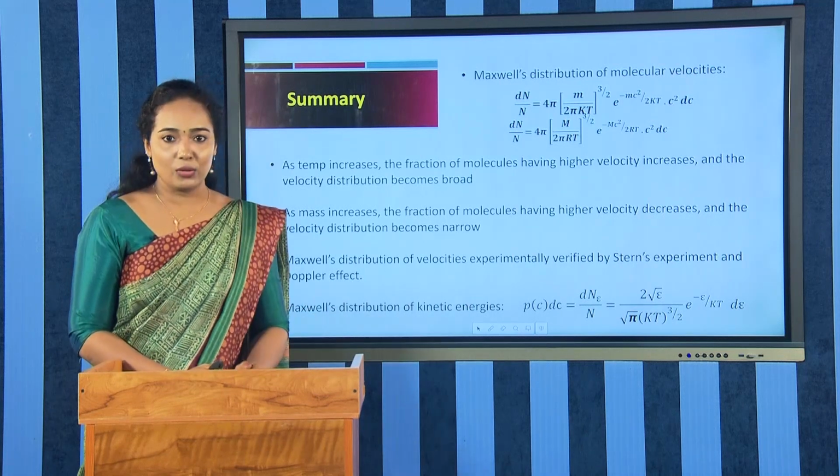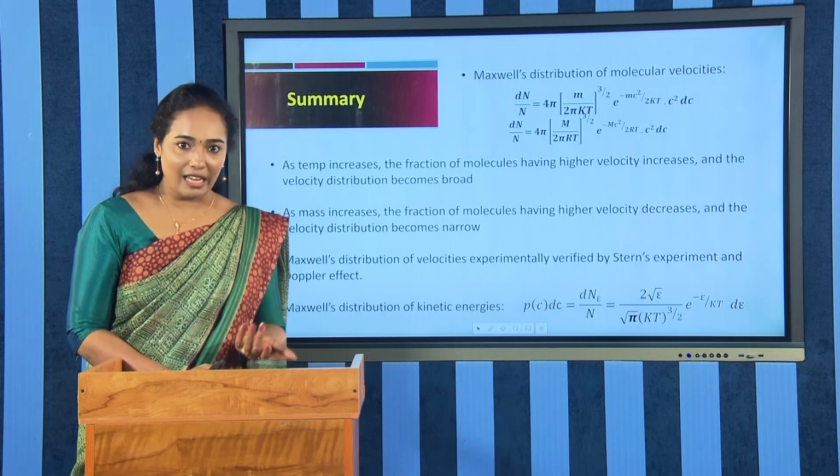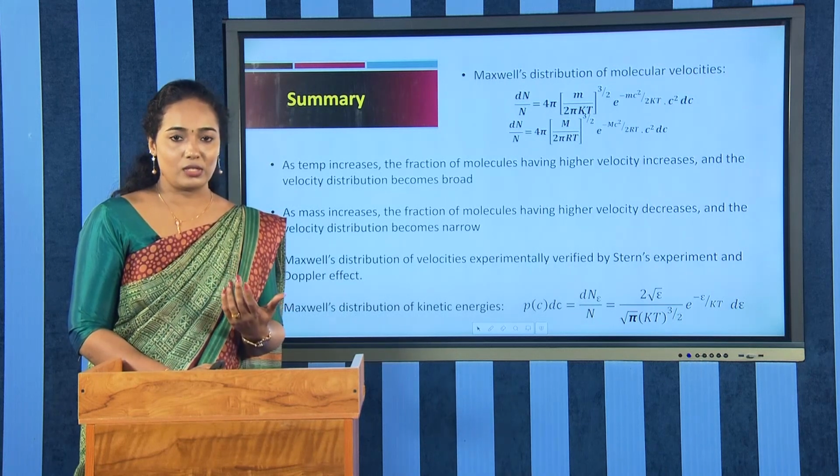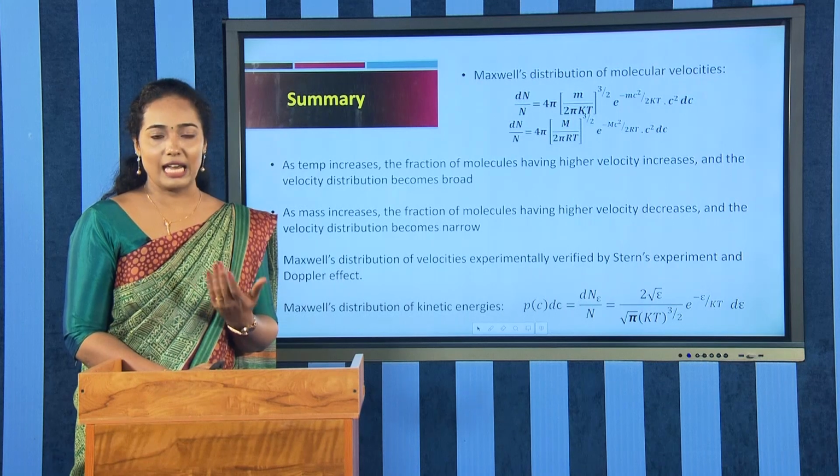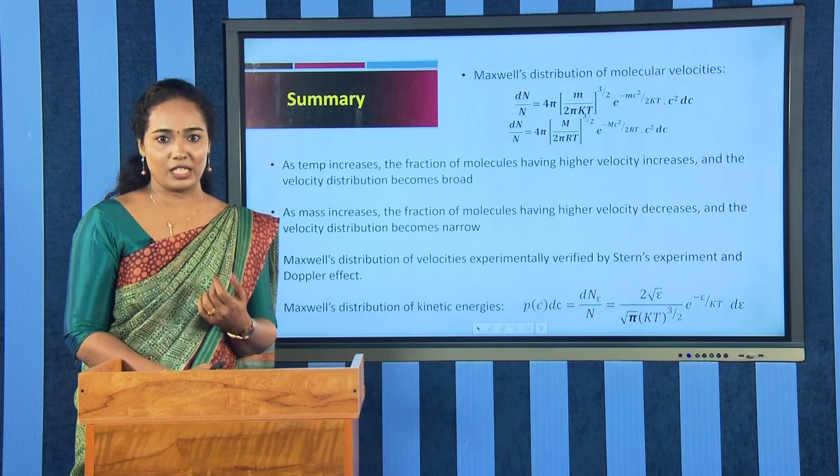So, with this I am concluding this session. We shall see in the next class the different types of molecular velocities, as I said: the most probable velocity, average velocity and root mean square velocity.